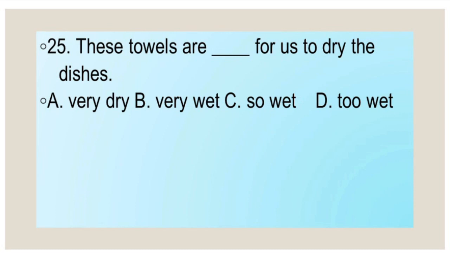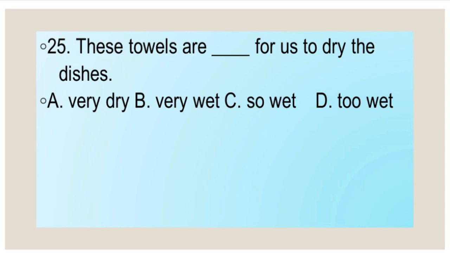25. These towels are black for us to dry the dishes. Among the four options, we see a very obvious distractor, and of course, that is alpha because "very dry" does not give sense to the sentence. We are going to consider the three options B, C, and D. B uses very, C is so, and D too.